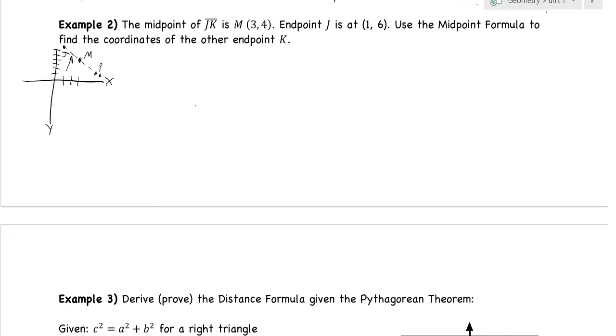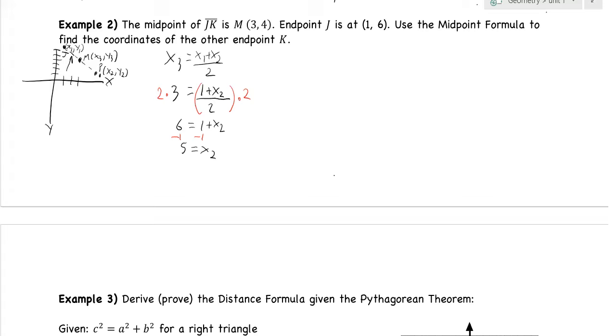So this is where, using our formula, as we know the endpoints are x1, y1 and x2, y2. We know the midpoint is x3, y3. We can find x3 because we know it's x1 plus x2 divided by 2. x3 being the midpoint is 3. x1 being the coordinate of x for J is 1. We're looking for the x coordinate of K. Now we have an equation to solve. Multiplying both sides by 2. And subtracting the 1.